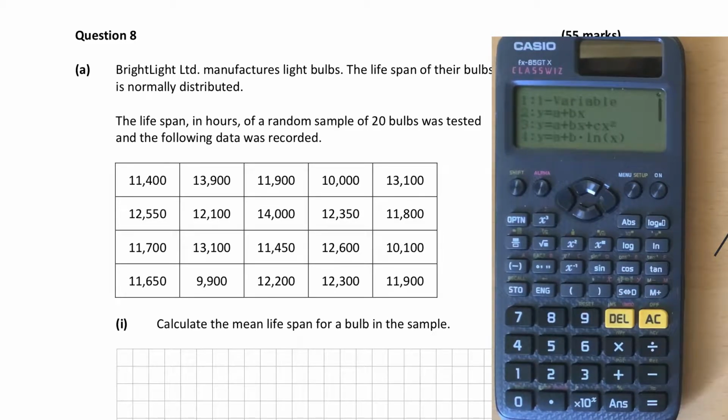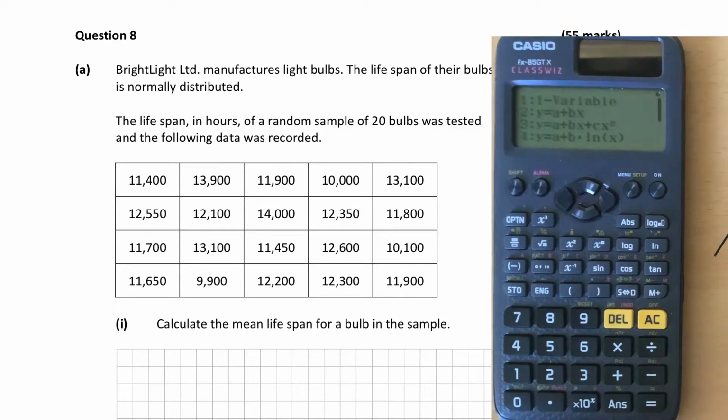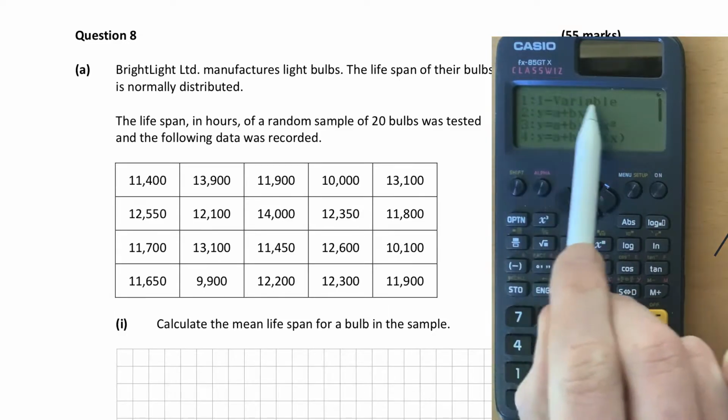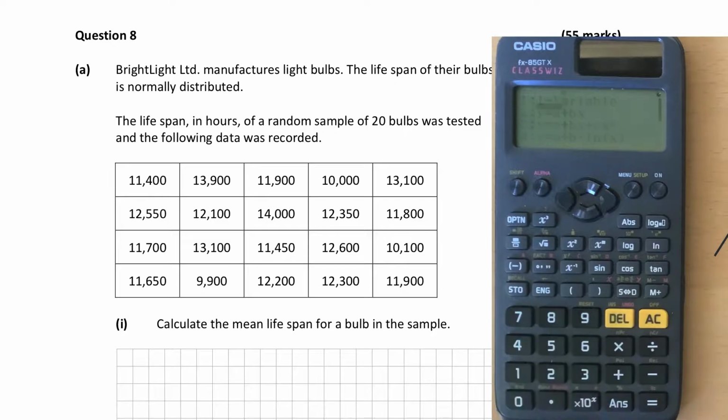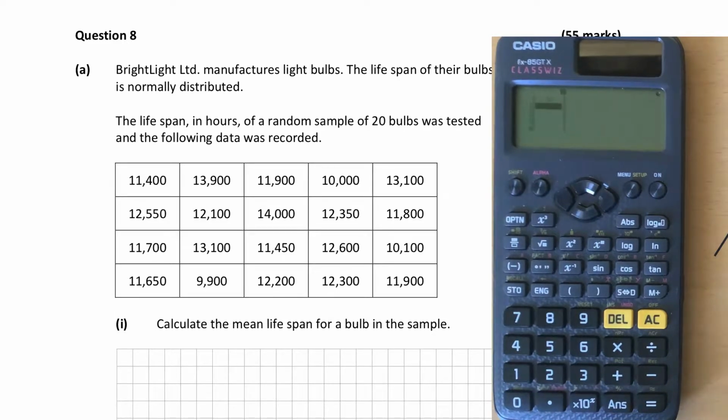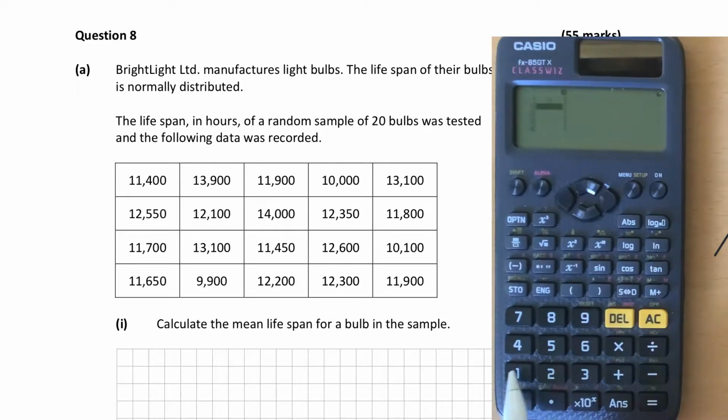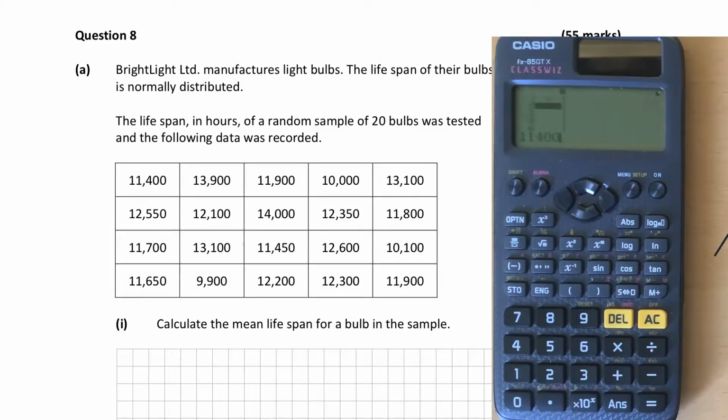Okay. Then it asks us a load of options. The first variable there is the one that we're using. So one variable, so we press 1. And it asks us to input the information. So what we need to input there is we need to input all of the information that's given. So let's start with the 11,400. And if we put in the 11,400, press equals, and we'll do the second one there.